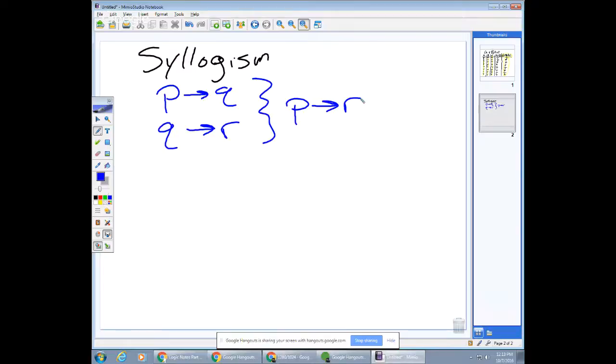So if we have a collection of statements that fit that pattern, it is called a syllogism. And then people try to make statements that are like a syllogism, but they don't work, and they're just false conclusions.